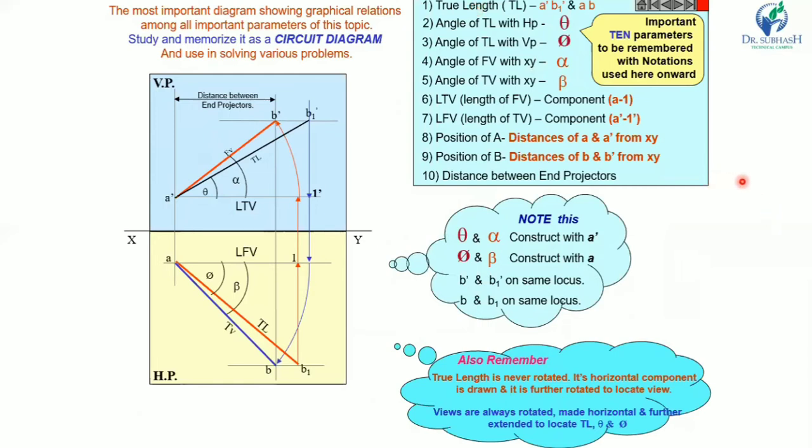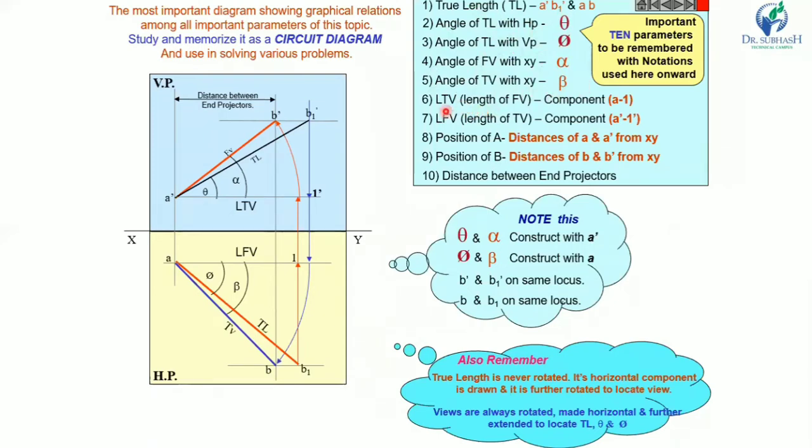Okay, so true length is A dash B1 dash, or it is also capital AB. Angle of true length with HP is theta. Angle of true length with VP is phi. Angle of front view with XY is alpha. Angle of top view with XY is beta.